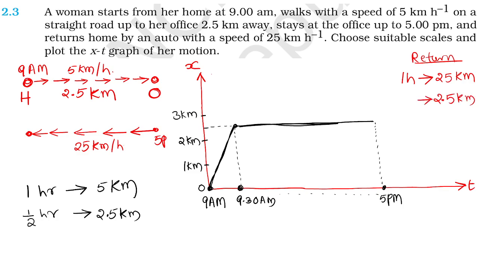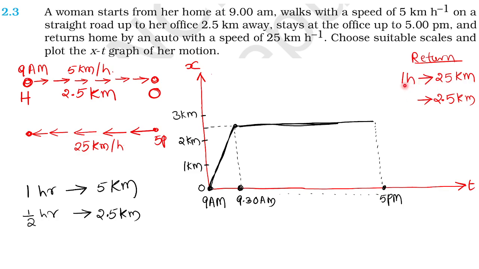For a 25 kilometer journey, the time required is 1 hour. And what about for a 2.5 kilometer journey, how much time is required? It's very simple. Just divide left side and right side by 10. 25 becomes 2.5 by dividing by 10, right? So the left side also must be divided by 10.